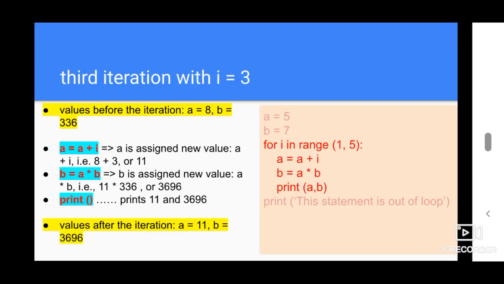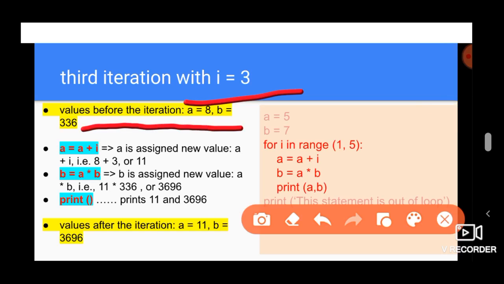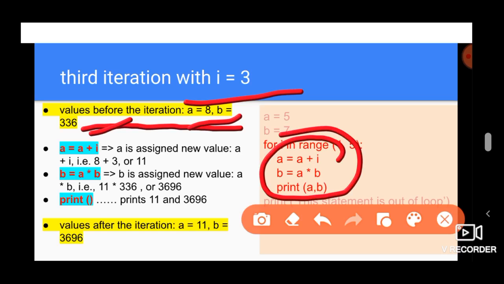So this is the third iteration of the loop. This time the value of i is going to be 3, and as we just saw, the values before the beginning of this iteration, that means the values after the second iteration, at the end of the second iteration and before the beginning of the third iteration, the value of a is 8 and the value of b is 336. Again, these three statements are executed with the value of i being 3.